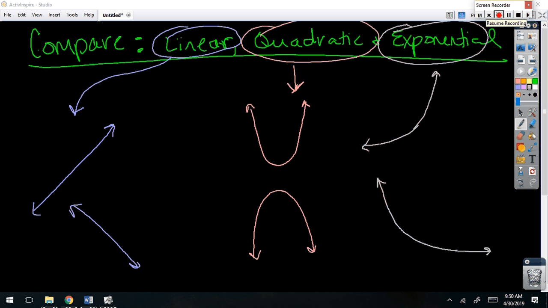Okay, so I'm going to give you a set of points. I want you to graph them. Tell me what they look like. Tell me if they look linear, exponential, or quadratic.